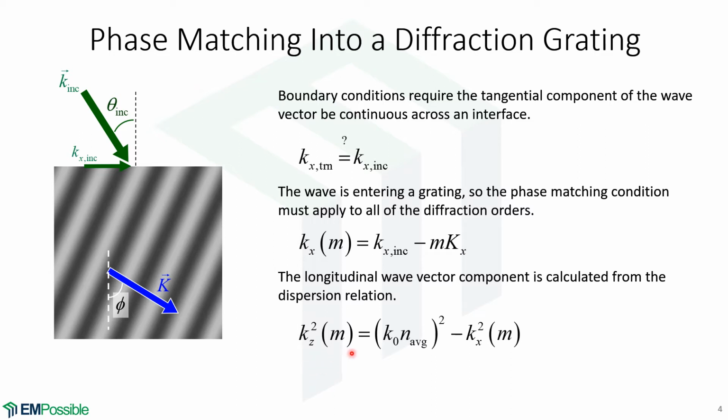So we have k_z squared equals the difference of two things. Now suddenly there is the possibility that this number on the right-hand side could become negative, and that would actually make the longitudinal component imaginary. When that happens, we would call that diffraction order cutoff.